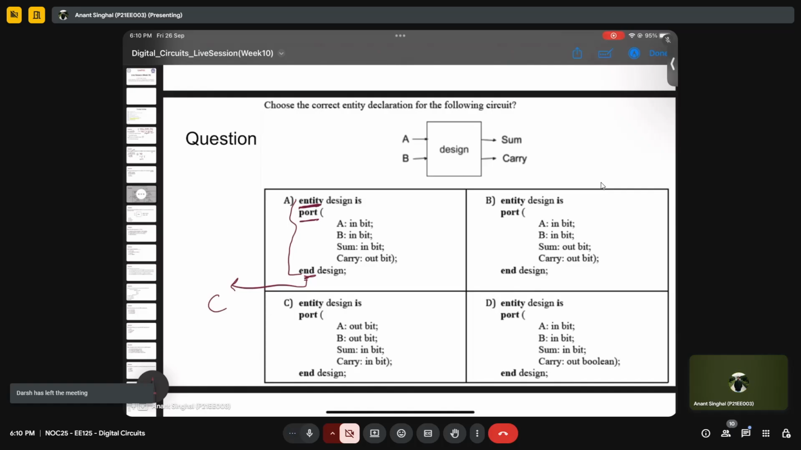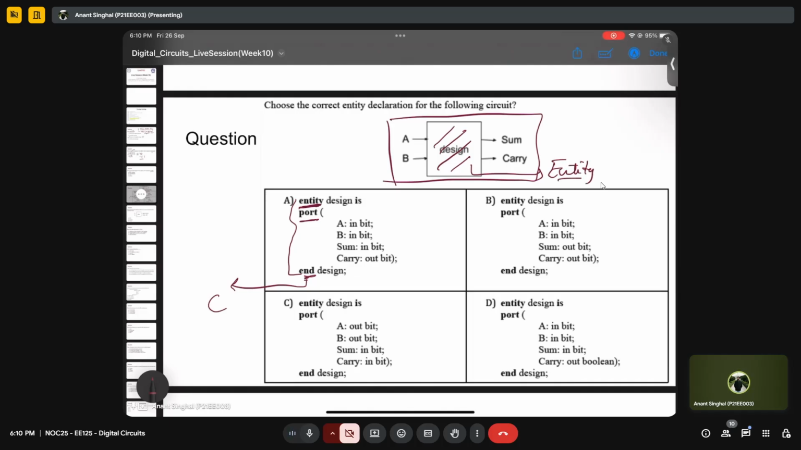So let's say in this particular problem, this design that you see is the box. So that is the entity. I mean, the whole circuit is called the entity. So this is the keyword that you will start your program with. And then port means each and every input port needs to be defined in this port variable.